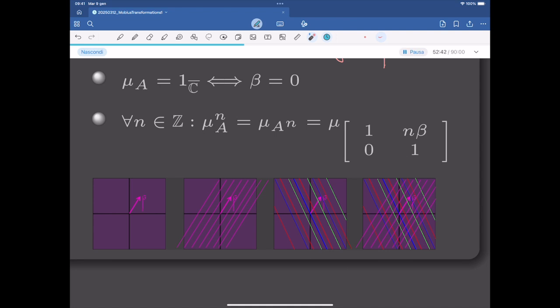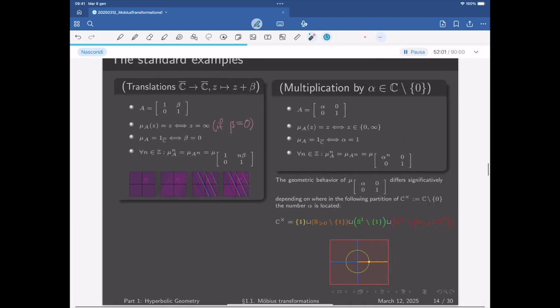Moreover, if you delete the fixed point from C bar, each of these two families foliates C bar minus the fixed point. So in the first case, the family of straight lines parallel to beta foliates C, and in the second case, if you fix a vector not parallel to beta, the straight lines parallel to this new vector also foliate C, which is C bar minus the fixed point. Okay.